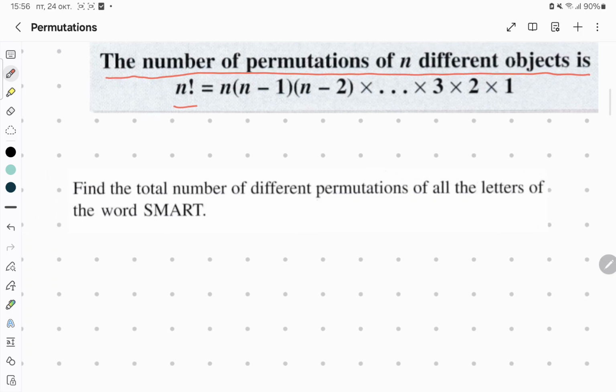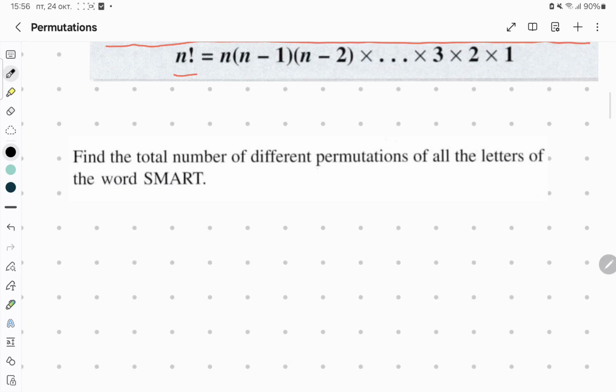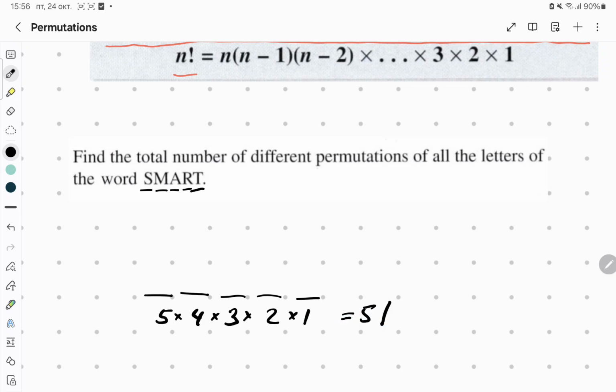And now let's see how this concept is applied in questions. Find the total number of different permutations of all the letters of the word smart. In the word smart, there are 5 different letters, right? So it means that for the first place, there are 5 candidates, then 4, then 3, then 2, then 1, and we multiply them together, and that's how we get 5 factorial. So the total number of permutations here is 5 factorial, and the question is solved. 5 factorial is 5 times 4 times 3 times 2 times 1, which is 120.